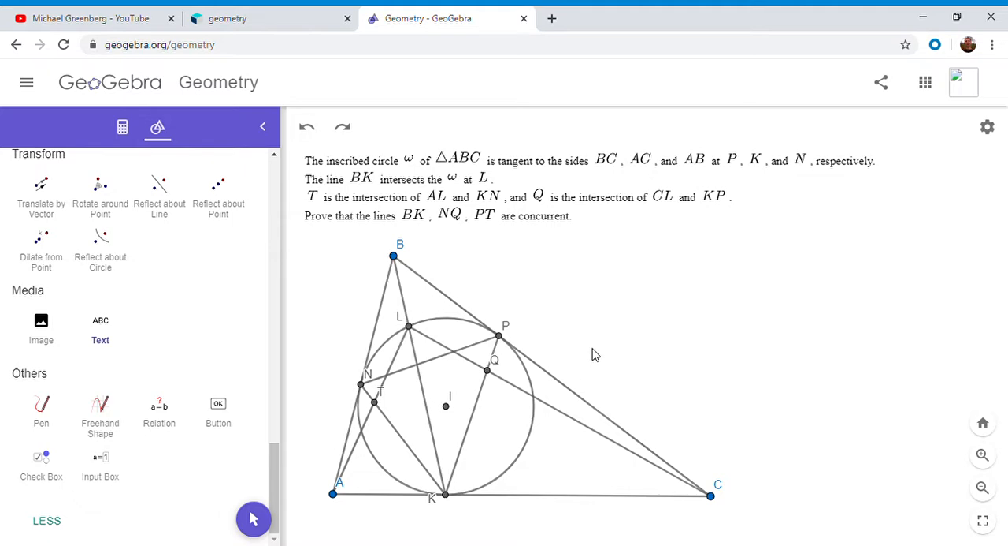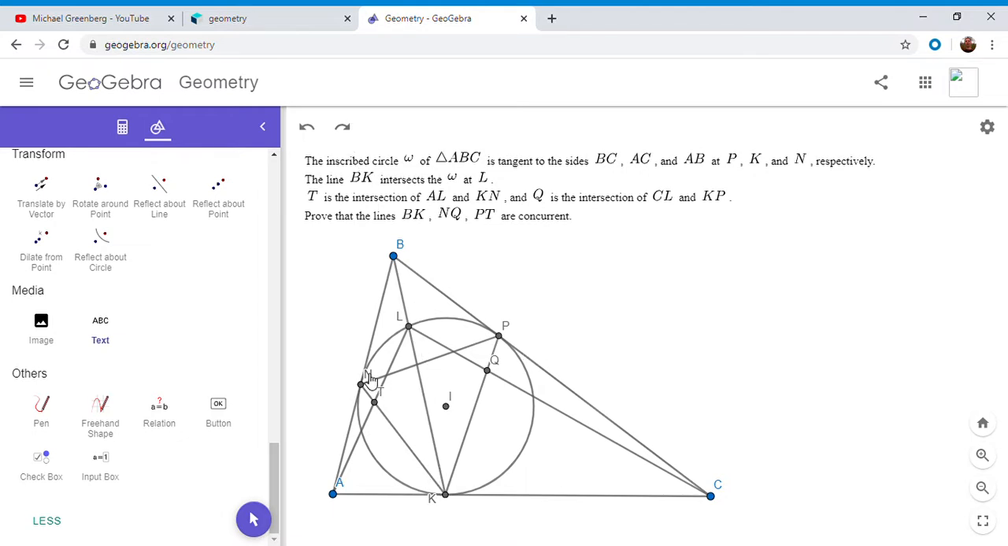Now, if someone has a purely synthetic way of showing this without needing any algebra or ratios, I'd love to see it. Because I'd really like to see if there's a way to solve these concurrency problems that doesn't use so much algebra. But that is the approach that I ended up doing, and so that's what I'm going to show you here.